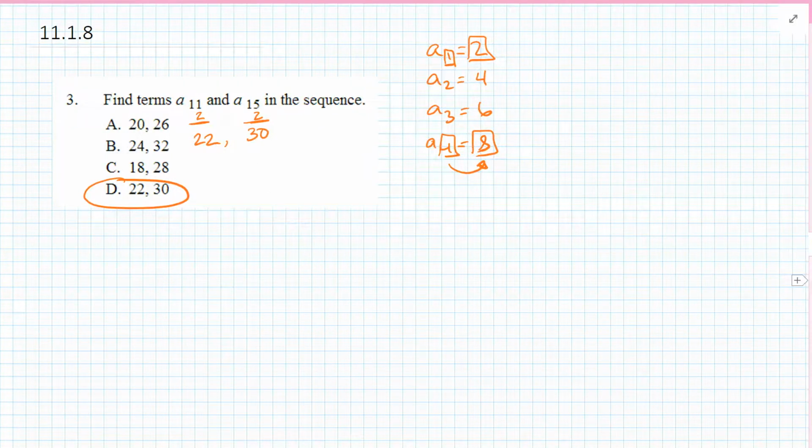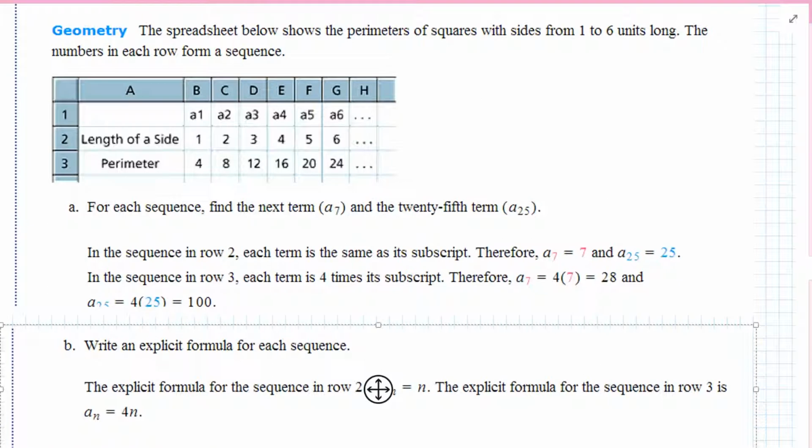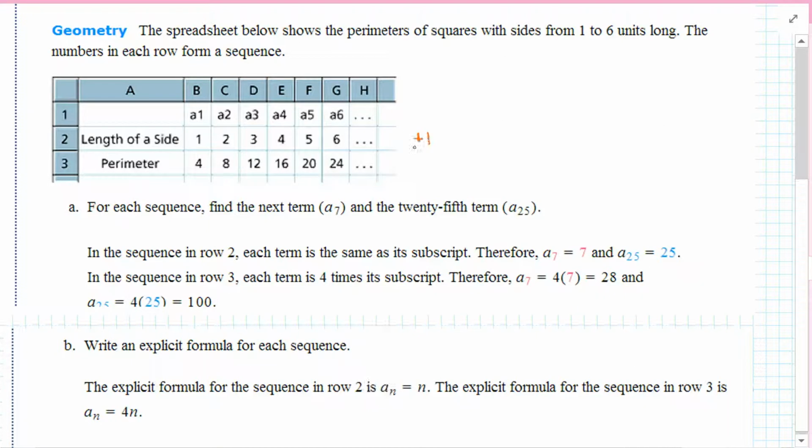Now the spreadsheet below shows the perimeter of a square with sides of 1 to 6 units long. The numbers in each row form a sequence. The length goes 1, 2, 3, 4, 5, 6, so the length goes plus 1 in every box. Perimeter: 4, 8, 12, 16, 20, 24. Well, the perimeter goes up 4 every time. So for the next sequence, find the next term, a7, and the 25th term.